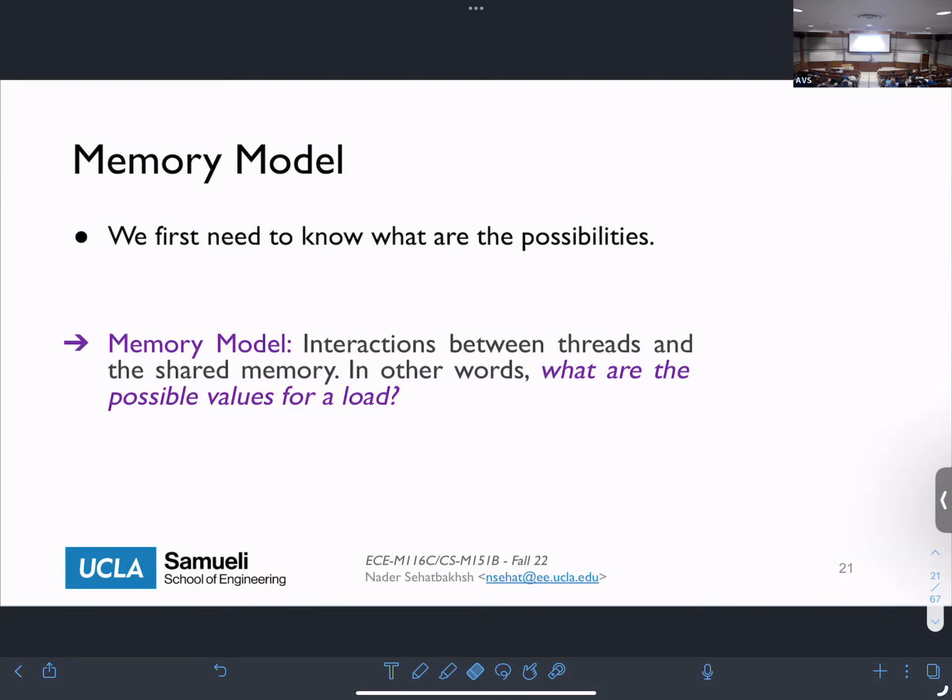For example, x86 uses what we call a total store order memory model. Other systems such as ARM have what we call a weak consistency model, or weak memory model. So we need to define what these memory models are and what the different options are, and once we know that, then as programmers we can write our programs.